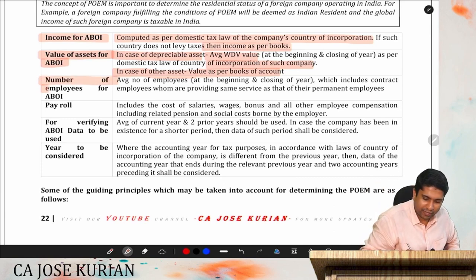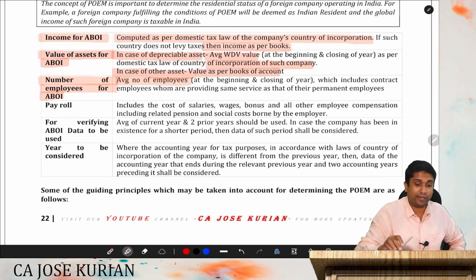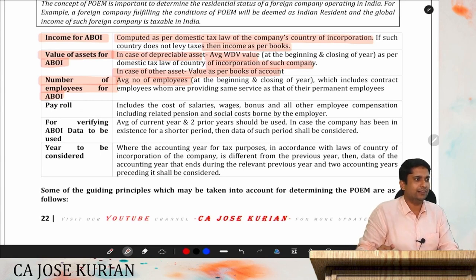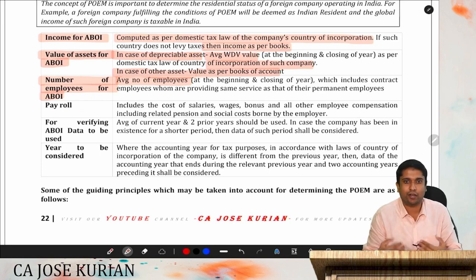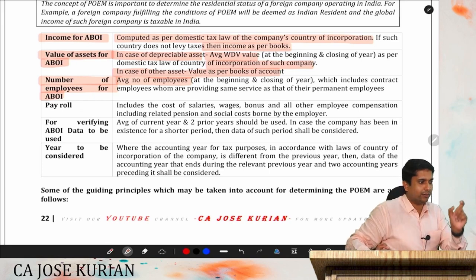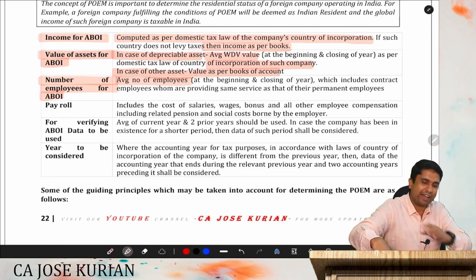How do you count the number of employees for ABOI? So, average number of employees. Why? Because there will be an employee turnover in a company. What do you mean by employee turnover? Employees will come and go according to their wish. Yes or no? So how do you determine the number of employees? For that, the department says average number of employees.